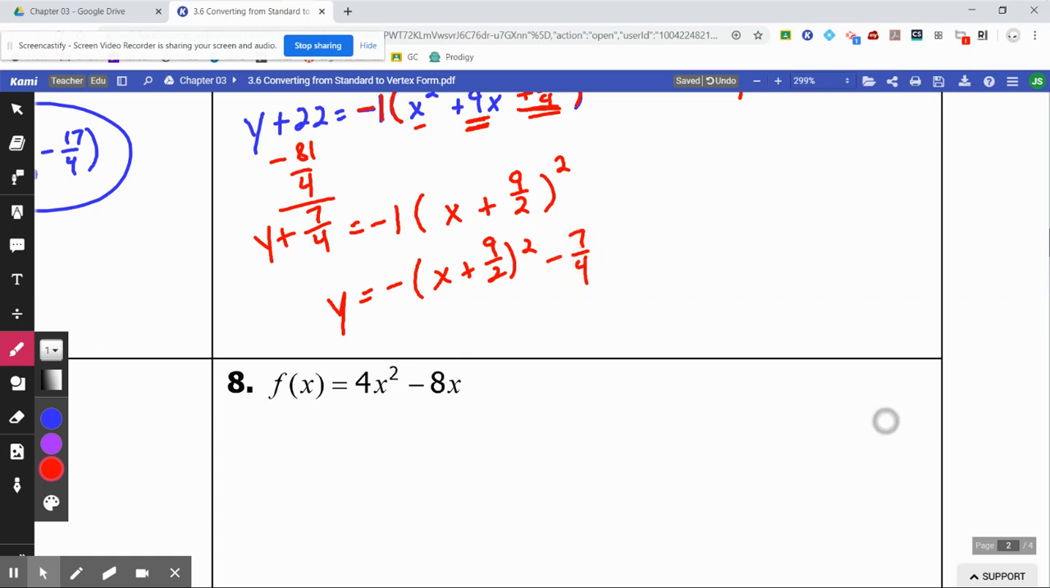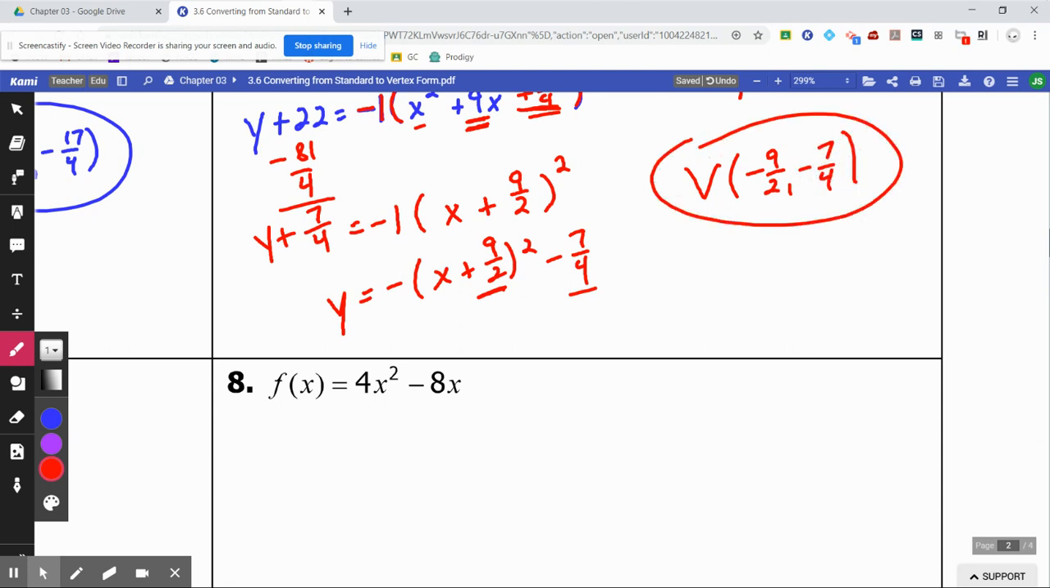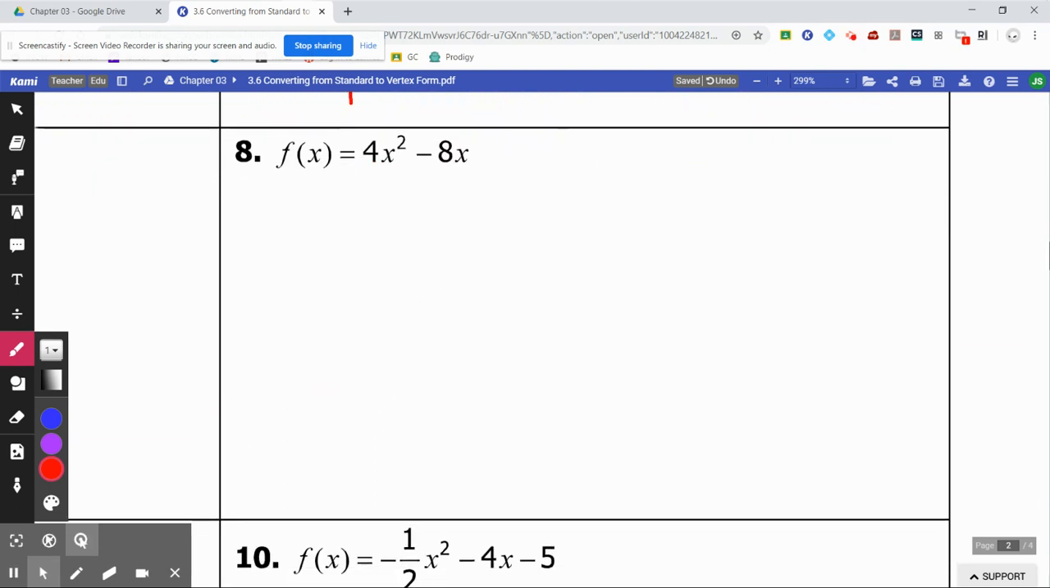So therefore, my vertex is here. Left 9 halves, down 7/4. Number 7.